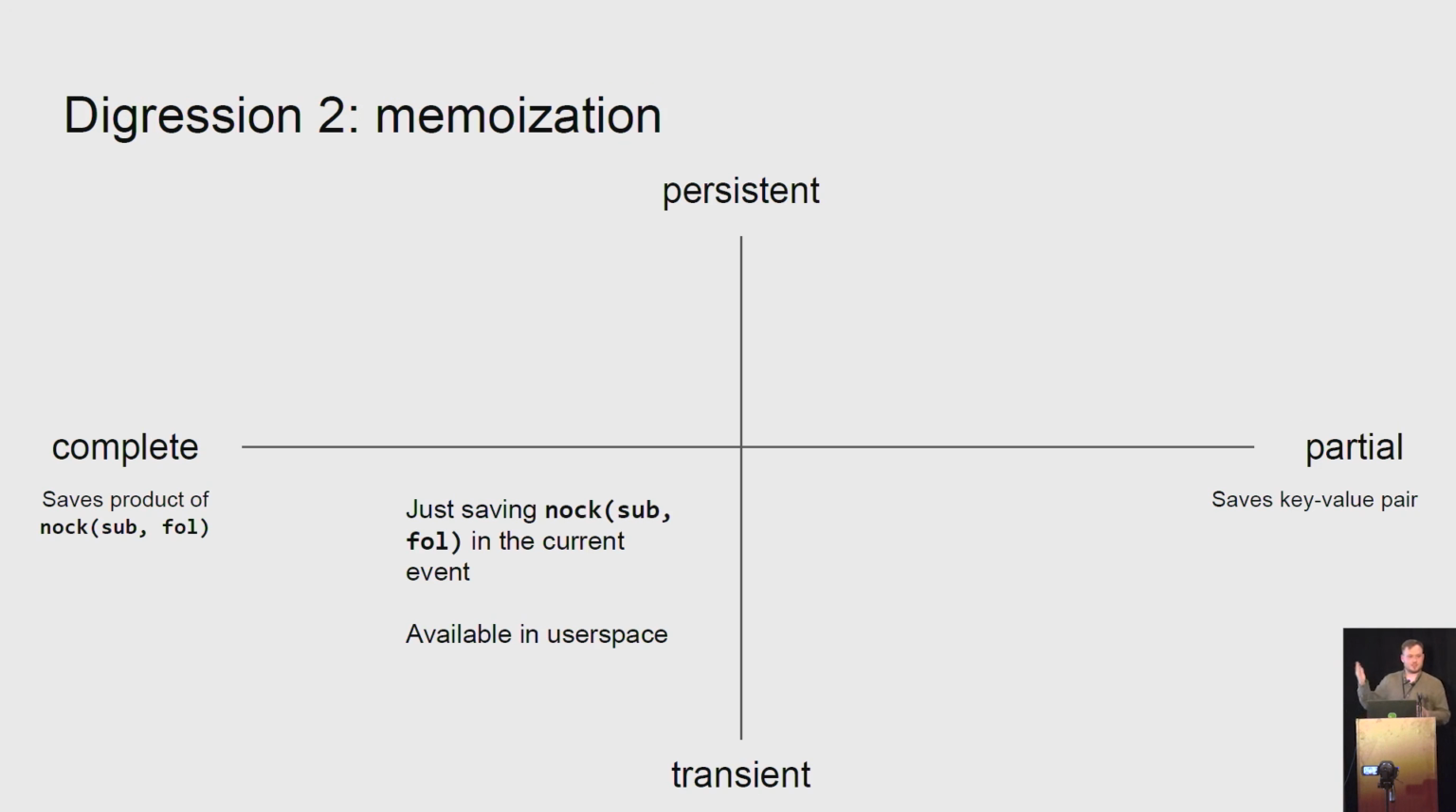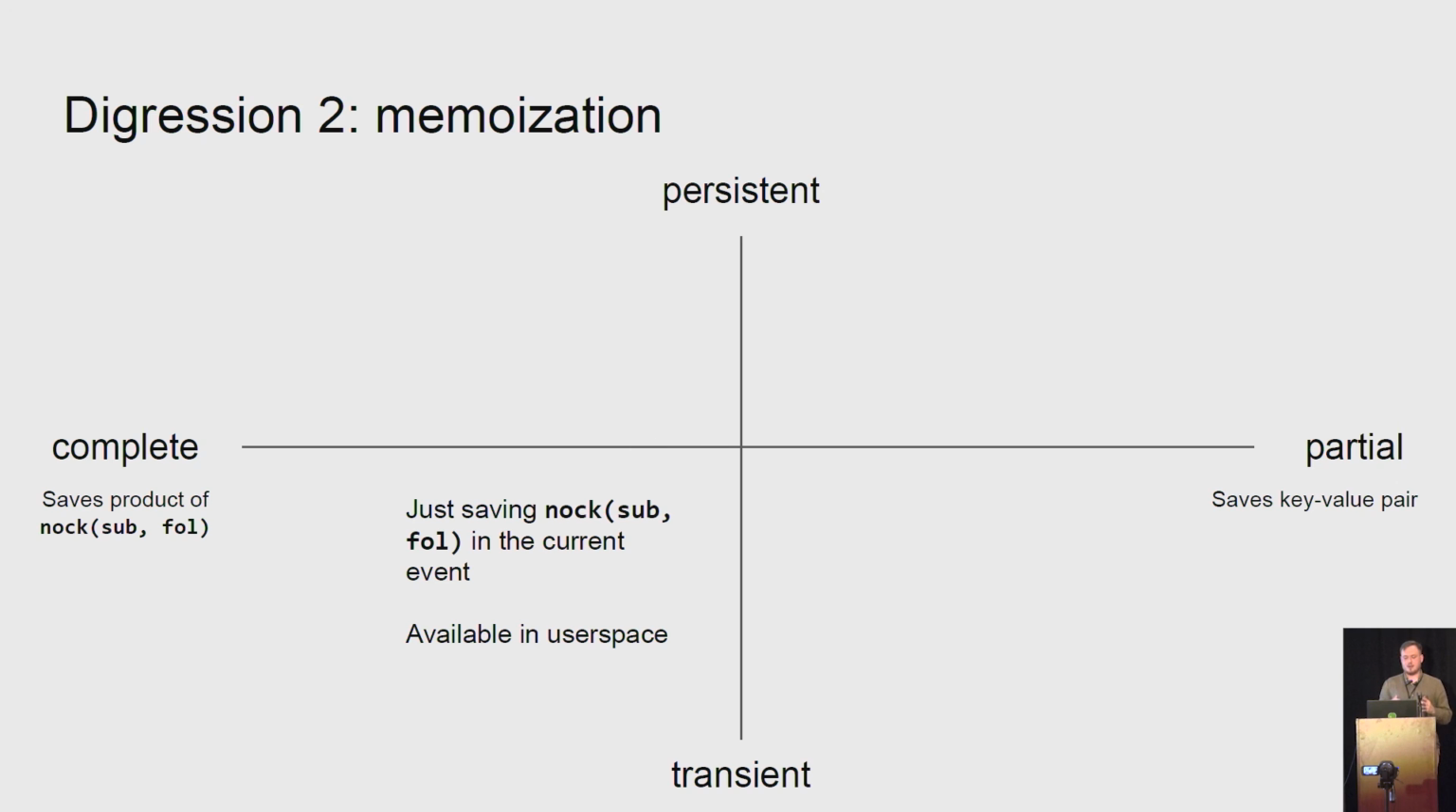And that brings me to a second digression on Nock optimization, which is memoization. There are basically two axes. Memoization can be either transient or persistent. Transient means that it only works here and now. It will not persist into future events of the Urbit server. And persistent means that we can actually save it for longer. Let's start with an example: complete and transient memoization.